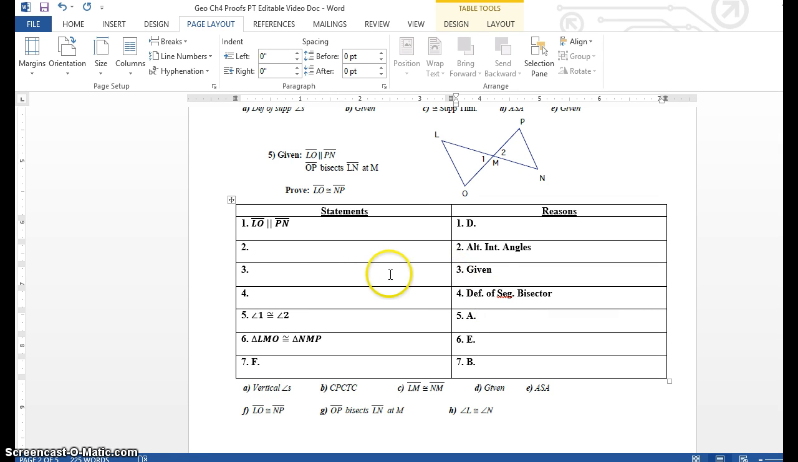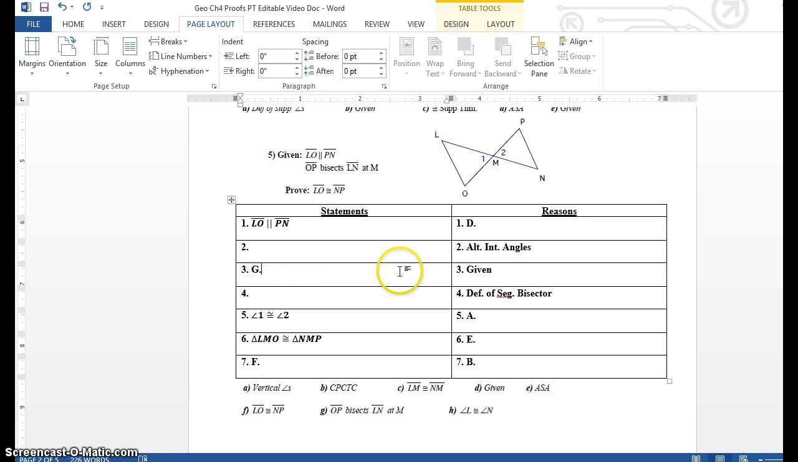Okay? Looking here, I'm going to skip 4 because, since it's using the definition of segment bisector, it looks like it's using something from the previous step. Oh, that previous step says given. Well, what else is given to me besides these parallel lines? Oh, OP bisects segment LN at M. So that would be right here, G. So that's my other given.